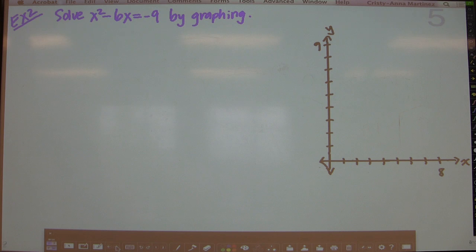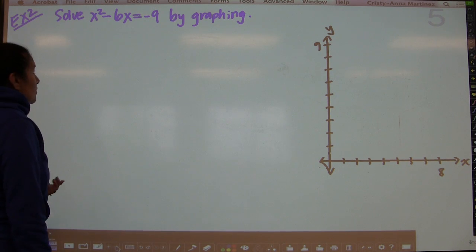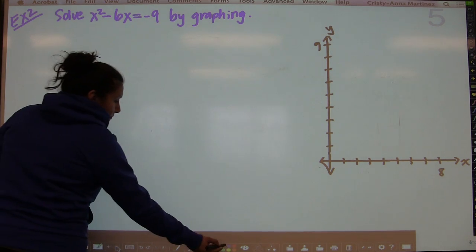And now here we have example 2. Our first example was a situation where it crossed in 2 spots. In example 2, we're going to have a situation where it doesn't cross in 2 spots. And we call this a double root, and we'll see why. First thing we have to do is put this in standard form.